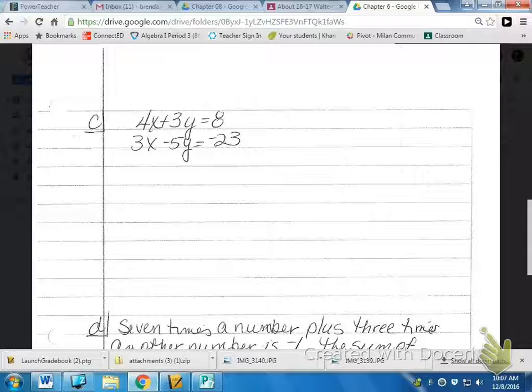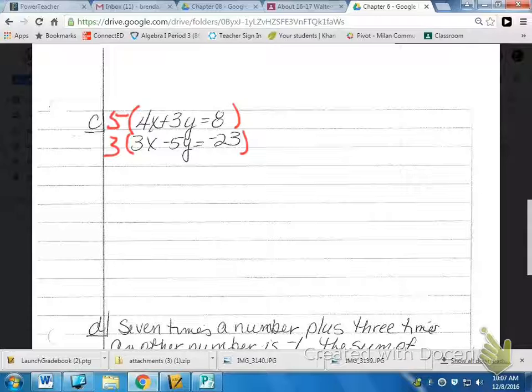So you look at 3 and 5. What's the least common multiple of 3 and 5, Megan? 15. So that means I'm going to multiply the top equation by 5 and the bottom equation by 3. Is that what you thought? Anybody not understand why I picked 5 and 3? Because now my y's are going to be 15 and negative 15.